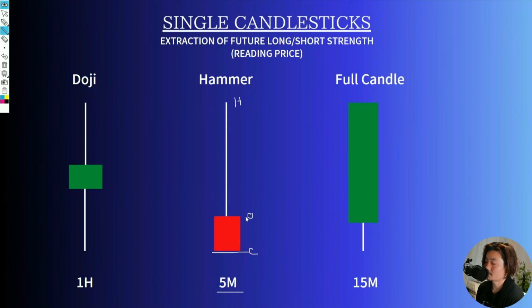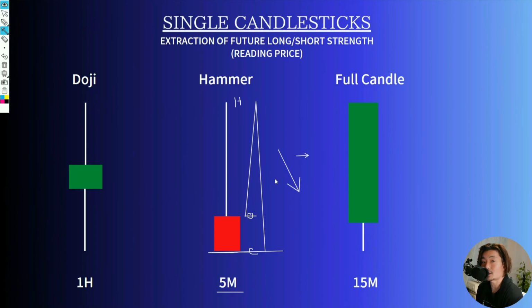Okay, so let's see what happened here. So price opened at this price level right here. And somewhere within 5 minutes, price was able to reach this high right here. However, the sellers were able to push price all the way back down right up to the last minute of that 5 minutes, making a close at the same level as the lowest low of that 5 minutes. Okay, and so this red hammer shows future short strength in the next move of a currency pair.